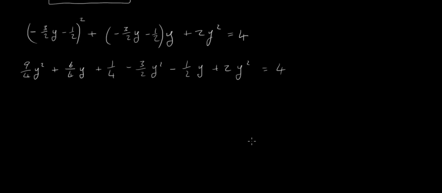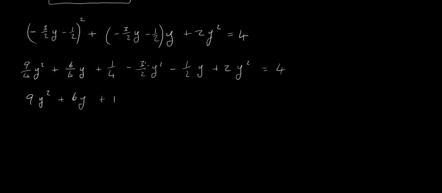Okay, at this stage we've taken away the brackets and multiplied everything out, but I have all these fractions which I don't like, so I'm going to get rid of those fractions. My denominators are 4 and 2, so that's handy enough. I'm just going to multiply across by 4. So I'm going to end up with 9y squared plus 6y plus 1.